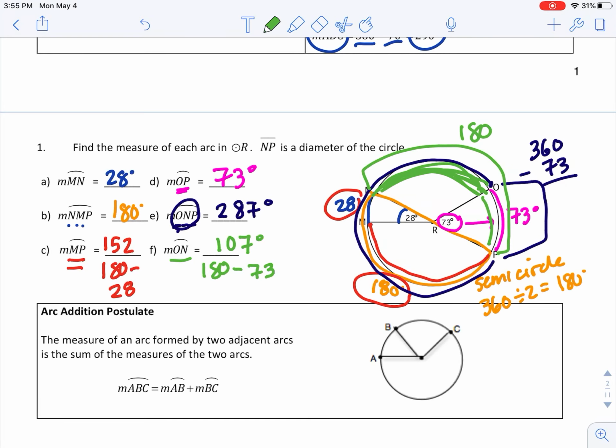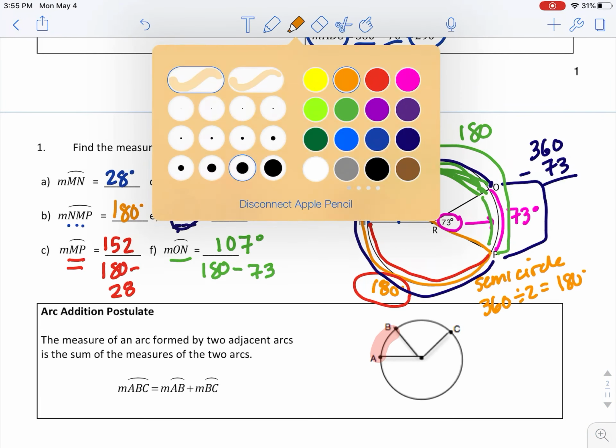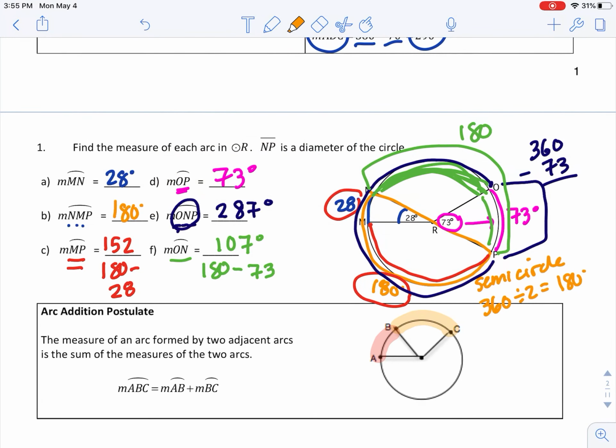Okay, the arc addition postulate just says if you've got two arcs that are next to each other, you can add them together. So for example, I've got arc AB right here, and right next to it, I've got arc BC. So if I wanted to, I could add those two together, and I would get the big arc ABC. So that would make sense, right? Like if this one was 20 and this was 60, and I added both of them together, the big arc would be 80, just like we would do with segments and other things. So I think that makes sense to you guys.